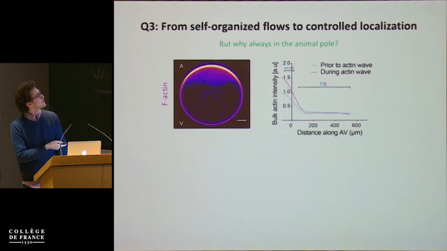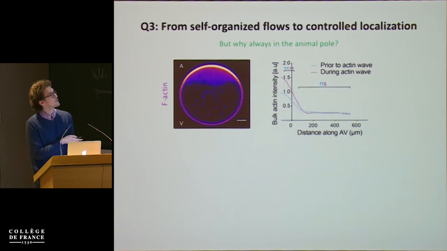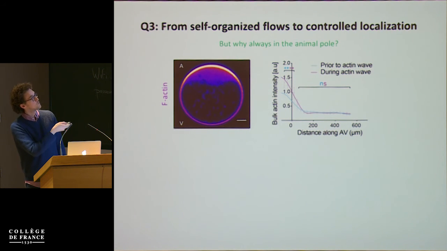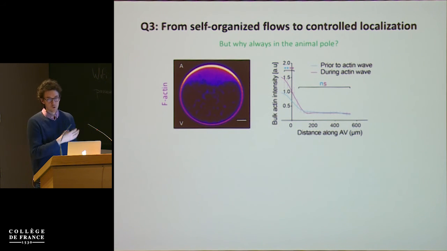So then we went back to what it could be, and actually a very simple thing, very obvious at the cortical level, but even if you look at bulk actin intensity, is that prior to all of this, the embryo is heavily patterned along the animal-vegetal axis. There's way more actin both in the cortex and in the bulk in this pole than in this pole, and you can quantify this, and this is even before the actin waves. So you really have a pre-patterned gradient in the oocyte.